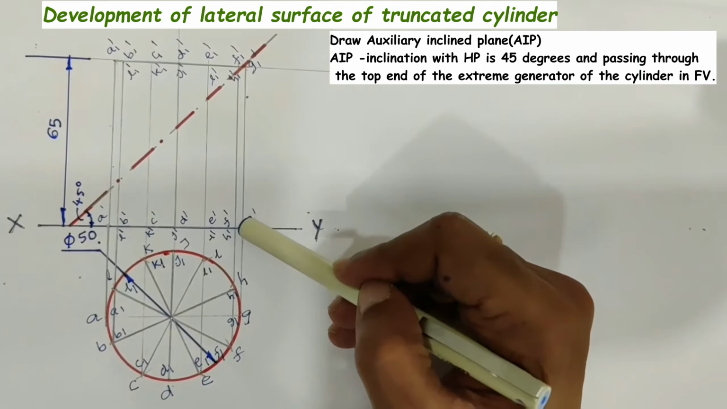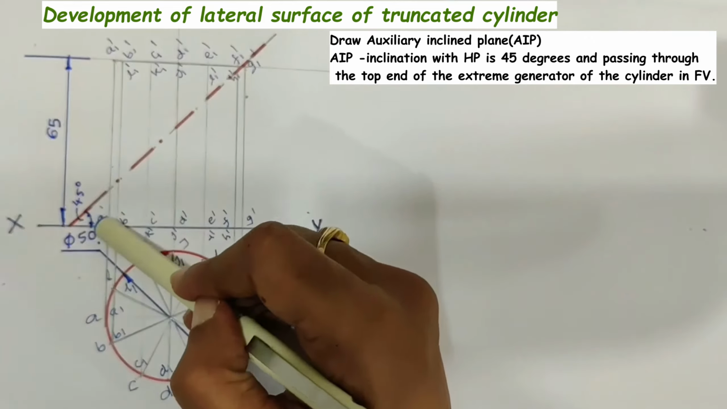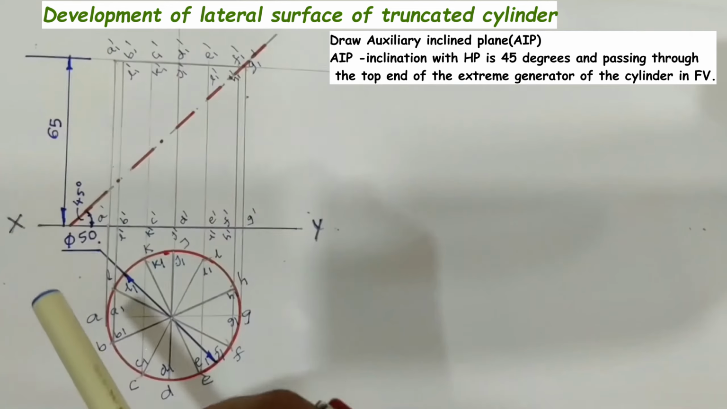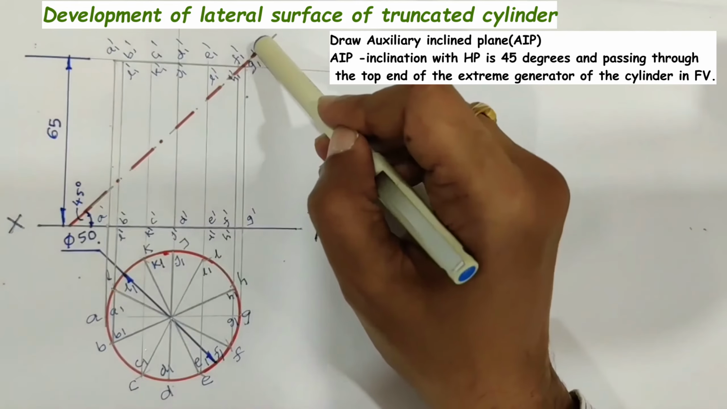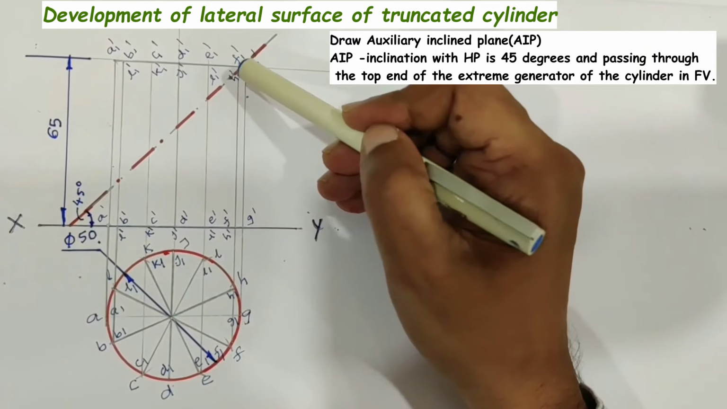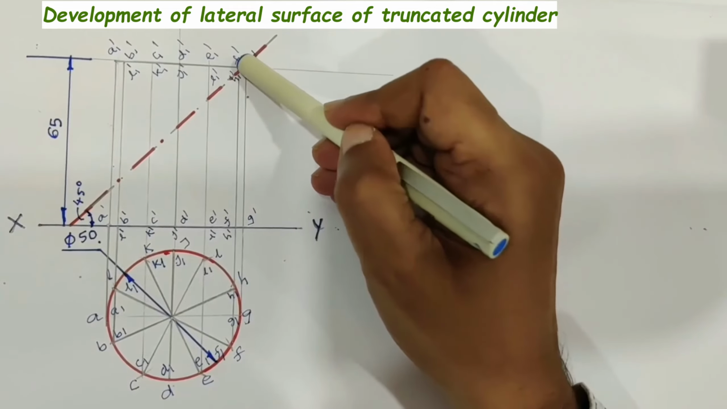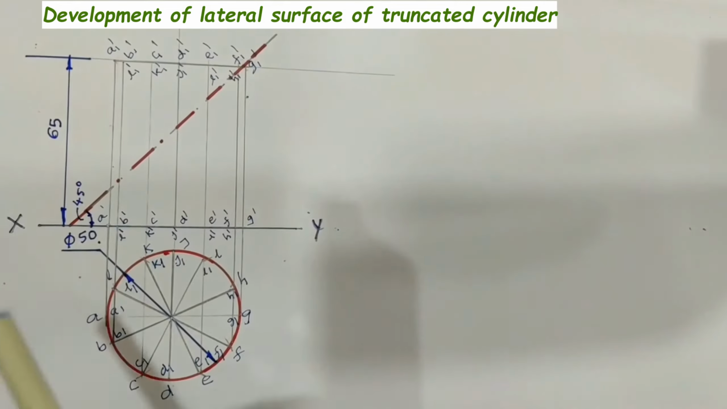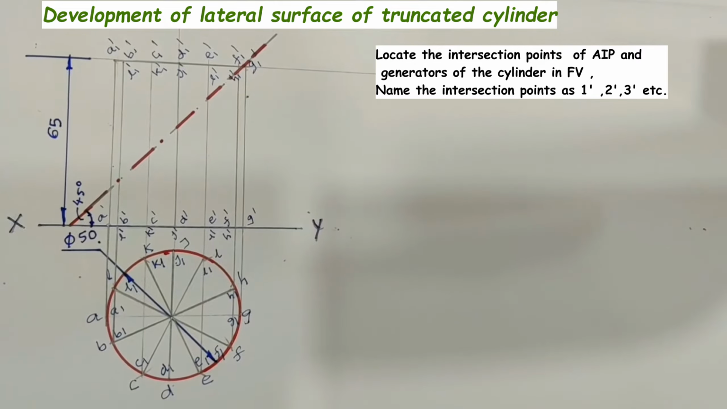Here G dash and G1 dash, A dash and A1 dash are the extreme generators. Here this auxiliary plane is passing through the topmost point on this G dash and G1 dash generator. Then locate the intersection points of the auxiliary inclined plane and the generators of the cylinder.